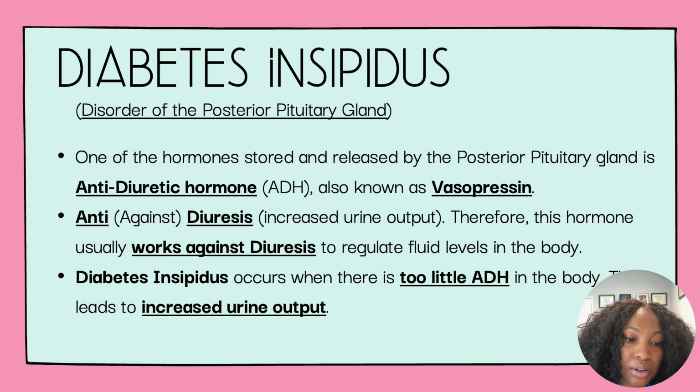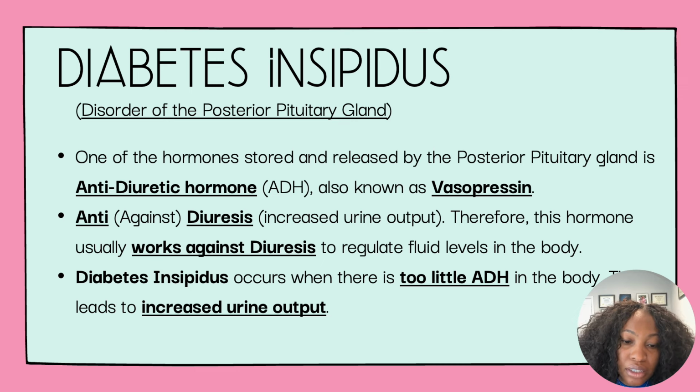So if we break down antidiuresis, anti means against. Diuresis means increased urine output. Therefore, antidiuretic hormone usually works against diuresis, and it does this to regulate fluid levels in the body.